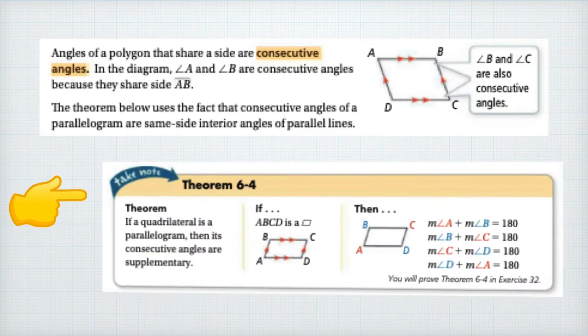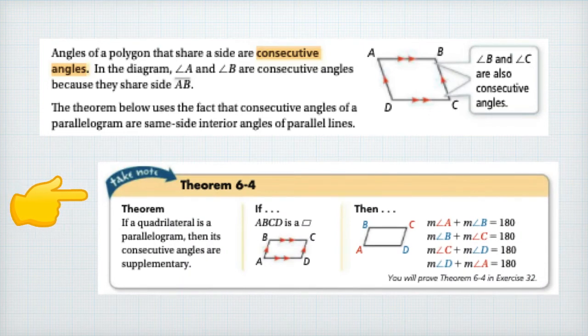So we have here theorem 6-4, which states that if a quadrilateral is a parallelogram, then its consecutive angles are supplementary, meaning to say angle A and angle B equals 180. Also, angle B and angle C equals 180. Angle C and angle D is 180, and angle D and angle A equals 180. So again, consecutive angles add up to 180.